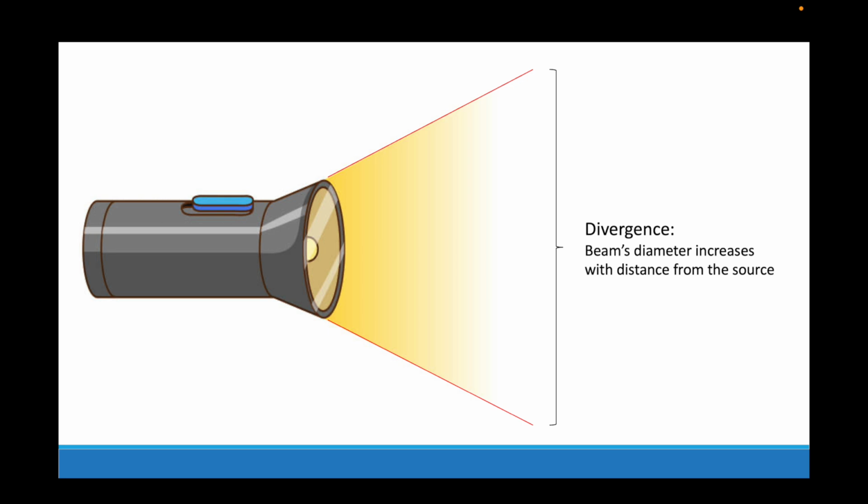And that effect is known as divergence, where the beam's diameter increases with distance from the source, and a radiation beam is essentially a giant flashlight. So as a beam is going through the body, you have to imagine its divergence and the fact that, because of scatter and things like that, it's also going to be treating a wider radius as you continue to go through the body. So that is divergence.